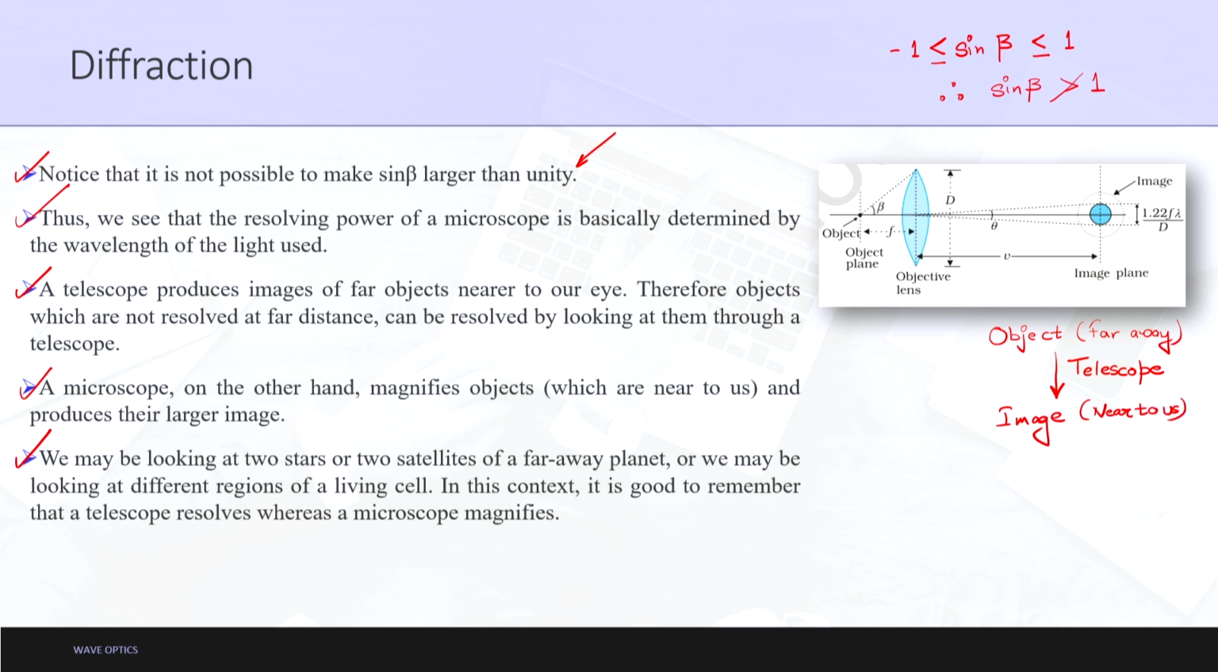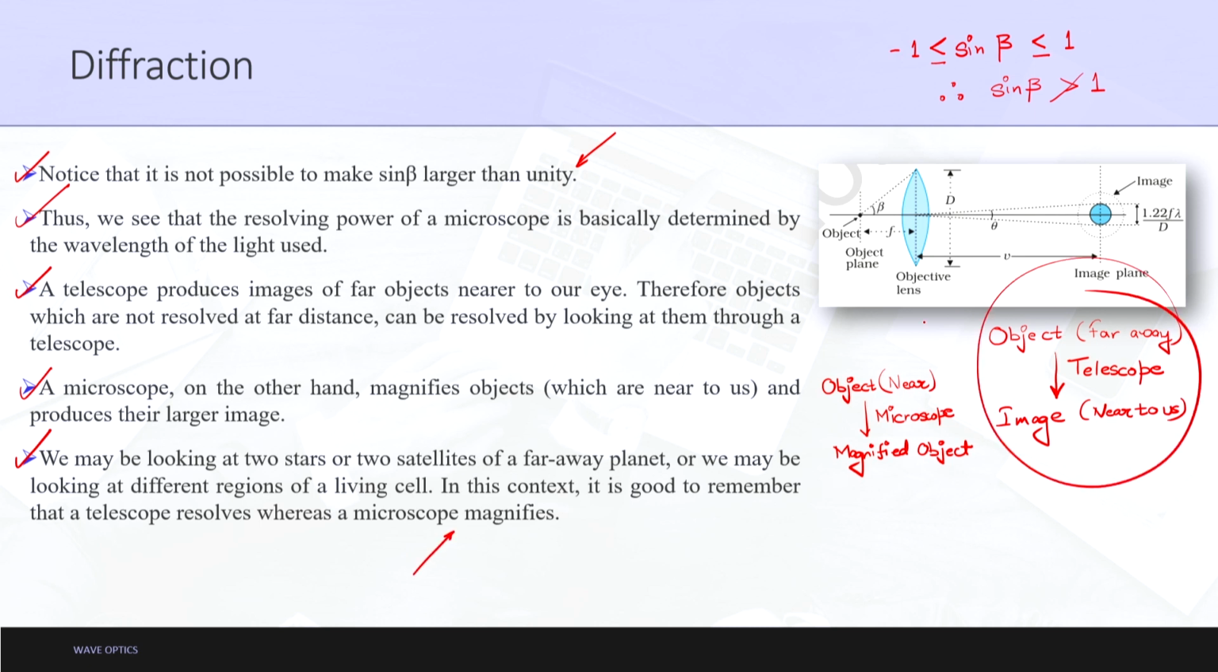What does a microscope do? Again there is an object, but it is near to us. When we pass it through a microscope, it just magnifies it. So a magnified object is visible. Please make sure here no image is being put near to us or away from us, only the image is magnified here. So it is good to remember a telescope resolves whereas a microscope magnifies. So a resolving concept comes into the picture in the case of a telescope, but there is nothing called resolving in a microscope, as long as we are just focusing on the magnification concept.